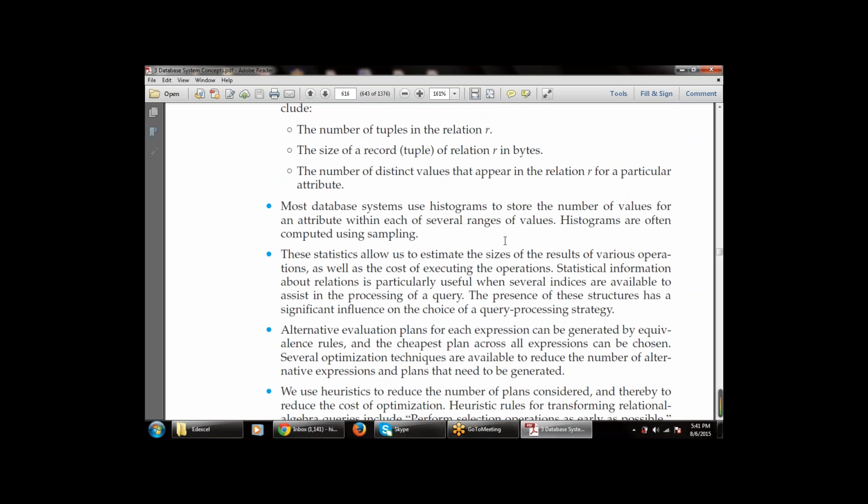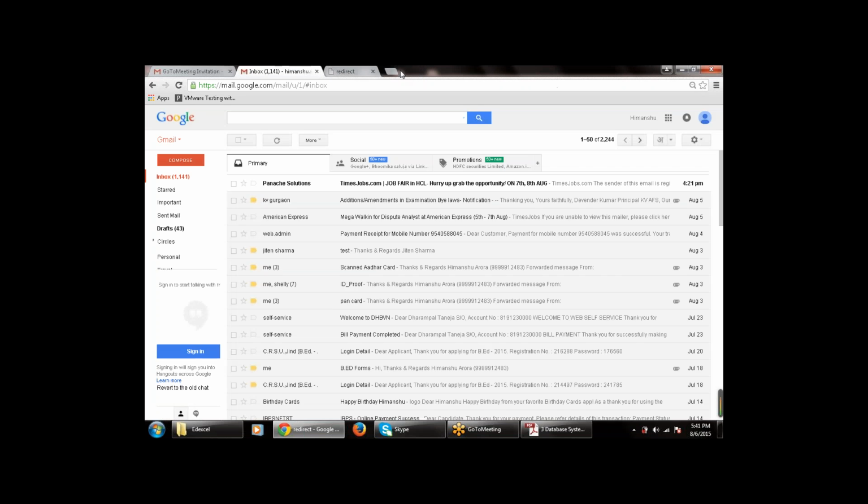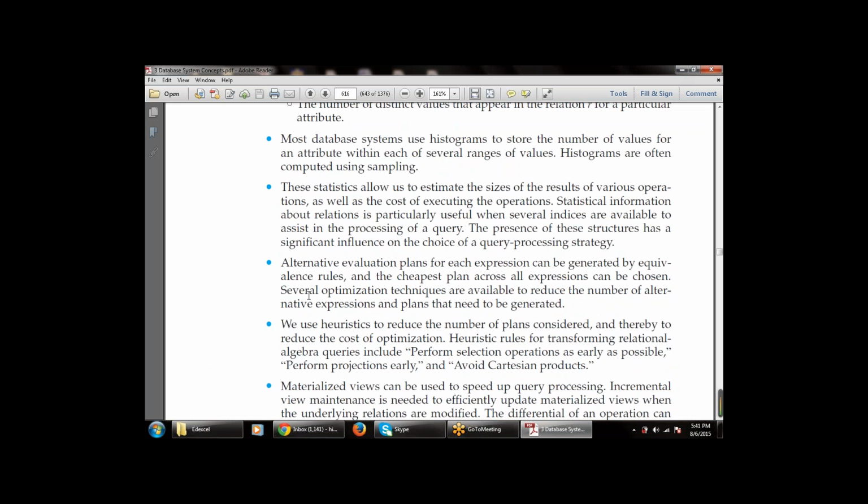Statistics also allow us to estimate the size of the results of various operations as well as the cost of executing the operations. So these statistics are used to estimate the size of the result of the various operations that will be carried out. That is a very effective method for evaluating the cost of the given expression.